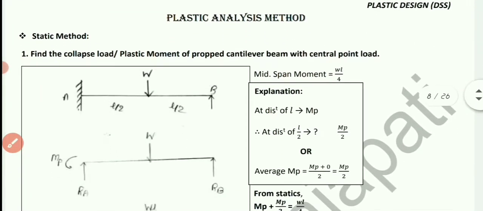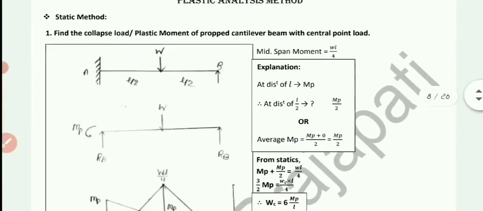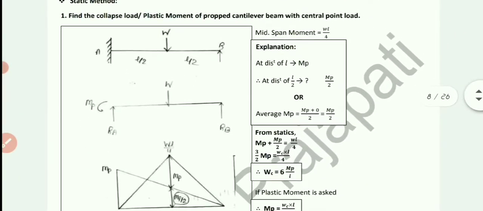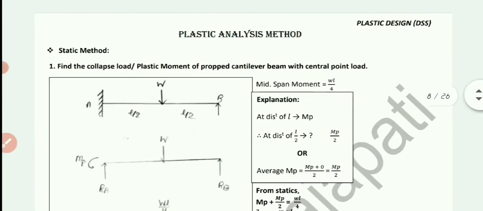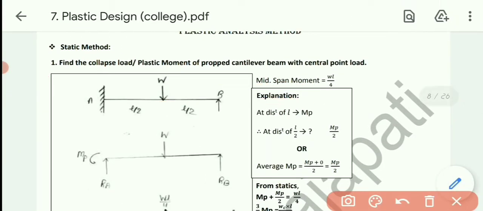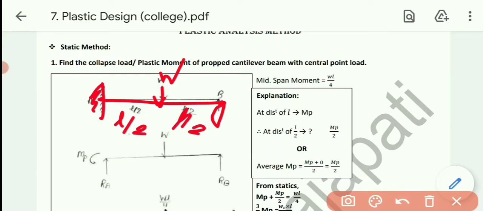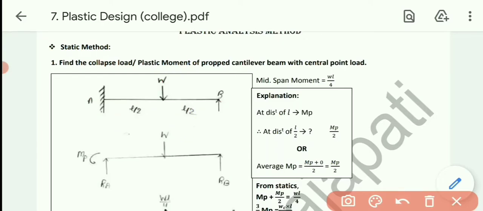First of all, starting with the first method, that is the static method. Find the collapse load or plastic moment of the propped cantilever beam with the central point load. As you can see in the figure, this is our propped cantilever beam with the central point load, with spans L by 2, L by 2. Now we need to solve it by the static method.